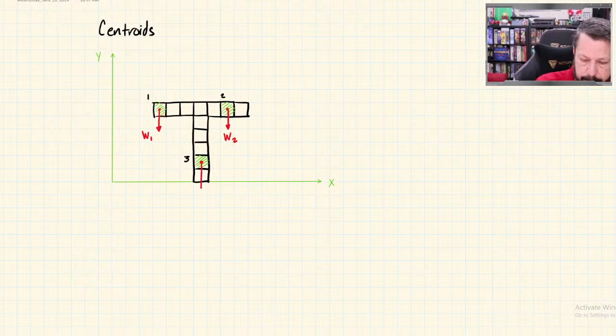So I'm just putting a weight at the center of each of these little squares, and I'm just showing it pointing down. That's also a little bit arbitrary for what I'm doing, but that's what I'm doing. Each one of these weights is a certain distance from the x-axis and a certain distance from the y-axis. For now, I'm going to just look at the y.